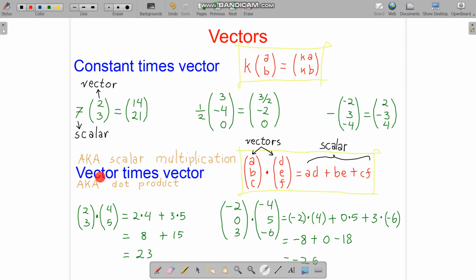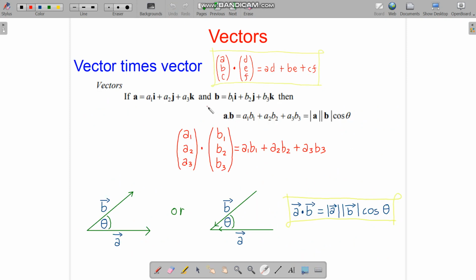And for vector times vector, this is not a simple number, a coefficient or scalar, times a vector. So we have vector times vector, aka scalar multiplication or dot product. Here you have a vector times a vector, and we get a scalar. So it's called scalar multiplication, not because we are multiplying by a scalar, but because the result is a scalar. The result is not a vector. We have only a number, a magnitude without direction. For example, in 2 dimensions, 2 times 4, 3 times 5, or in 3D, minus 2 times minus 4, 0 times 5, 3 times minus 6. We get a simple number or a scalar.